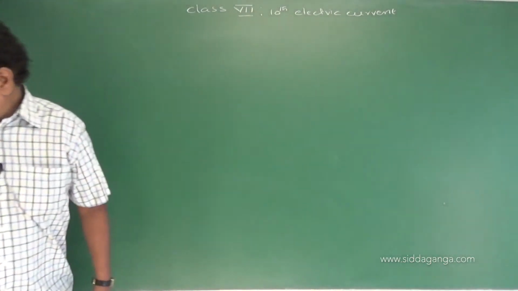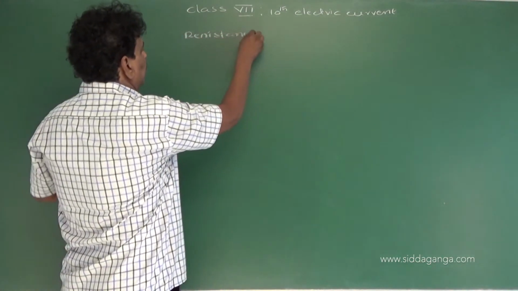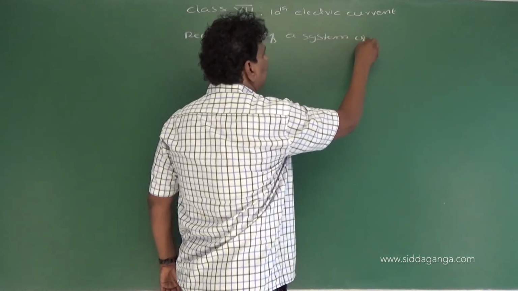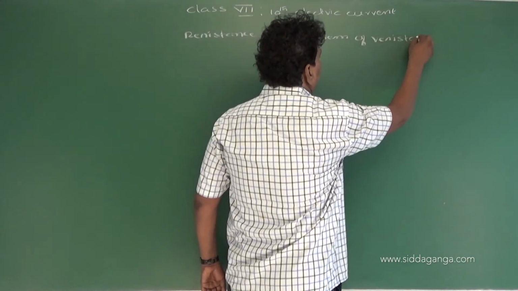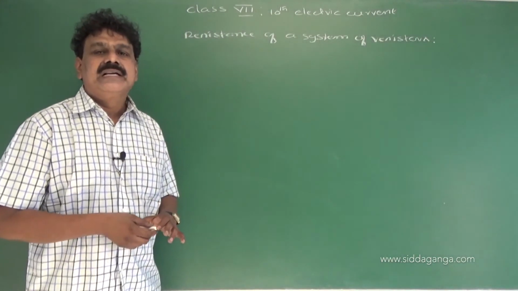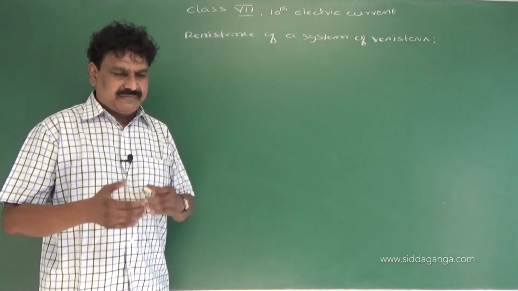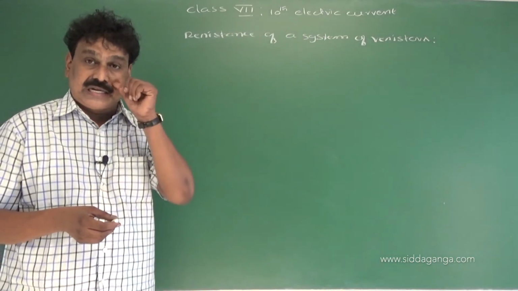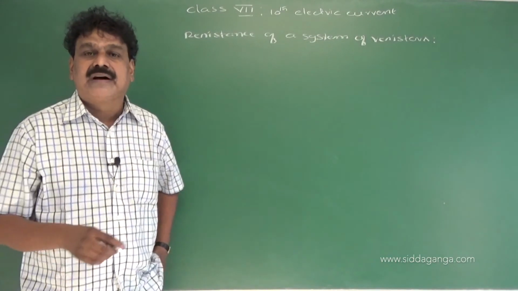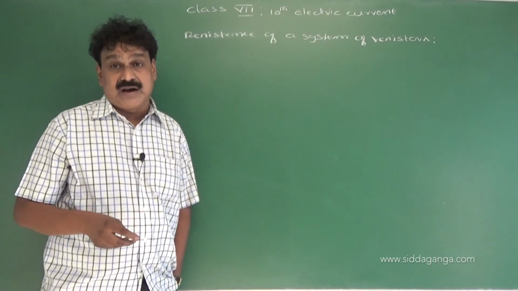Now we will take another concept, resistance of a system of resistors. Now these resistors are available in standard values, say 1 ohm, 2 ohm, 5 ohm, 10 ohm, etc. But whenever we need a particular value of current in a circuit, we need the appropriate or desired value of resistance. That desired value of resistance may not be available in the market, right?